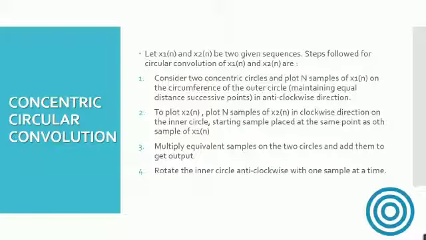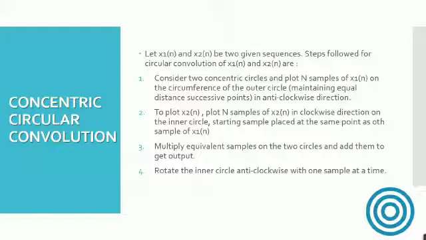Second, plot capital N samples of x2 of n in clockwise direction. Here we reverse the direction on the inner circle because we are considering that circle on the inner side of the x1 of n circle. The starting sample is placed at the same point as that of x1 of n. So we have to start that sequence from the same point. Multiply equivalent samples on the two circles and add them to get the output. Rotate the inner circle in anti-clockwise direction by one sample at a time.